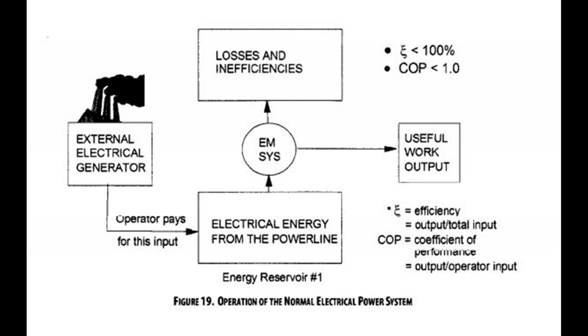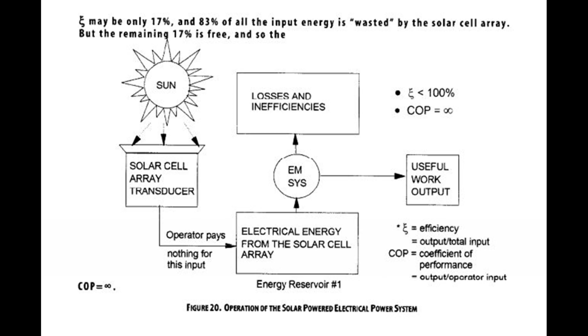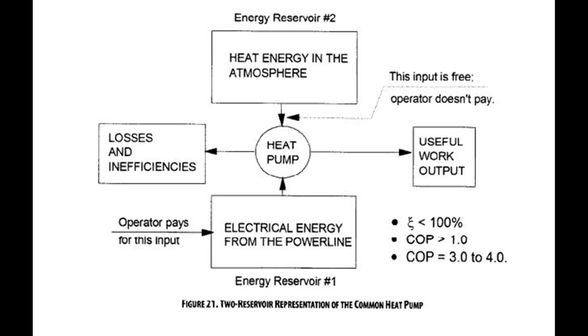Figure 19 shows the operation of a prior art electrical power system, where the operator inputs and pays for all the energy input. Performance of such prior art systems is limited to coefficient of performance less than 1. Figure 20 shows the operation of a prior art solar-powered electrical power system, enabling coefficient of performance equal to infinity performance. Figure 21 shows the two reservoir energy input system used in the prior art common home heat pump, enabling coefficient of performance greater than 1 performance.